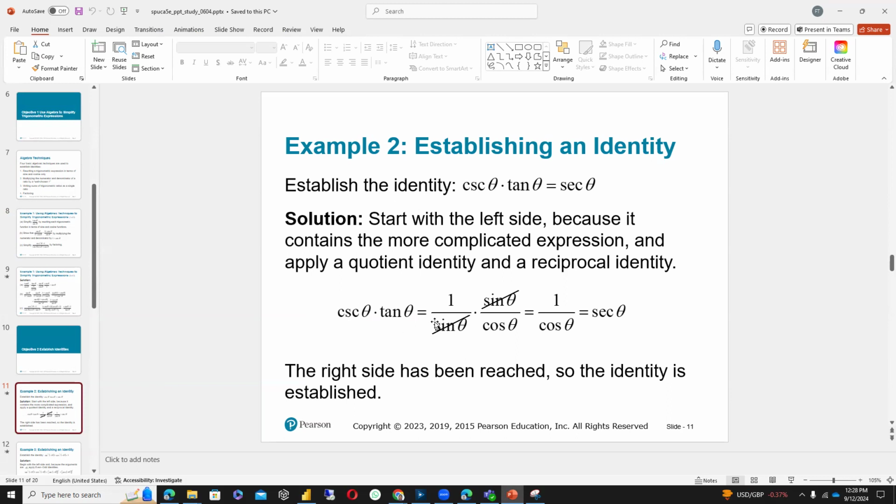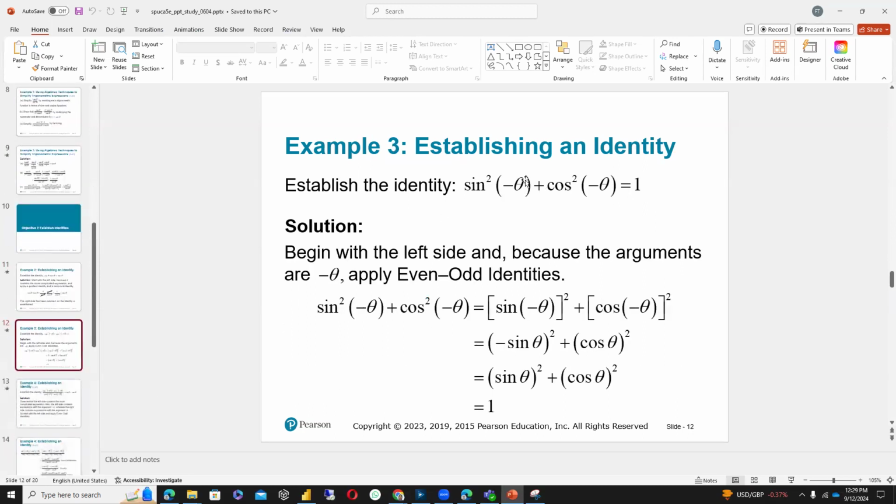And instead of tangent, they wrote sine over cosine. So the top sine value and the bottom sine value cancel each other, and then they just get 1 over cosine of theta, which is the same thing as secant of theta. Therefore, they prove that the first side of the equation is equal to the second side of the equation.